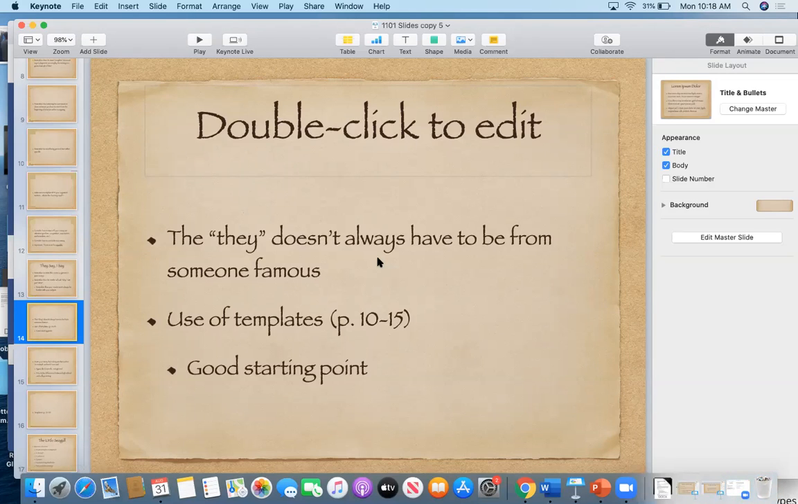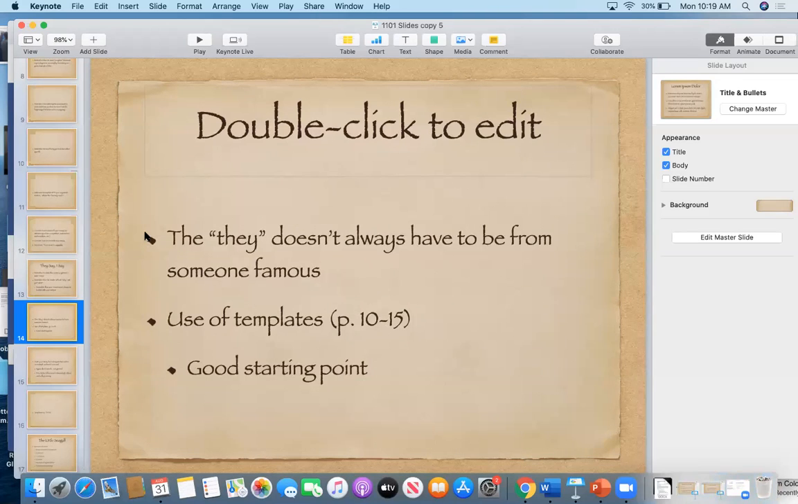But to get back to this first bullet point, the source doesn't always have to be from somebody famous or from an academic source. For your essays in this class, you can bring something personal, like a family member, an experience they had and how that ties into your paper. The other thing here, I'm not going to read through all of these, but your textbook, on pages 10 through 15, gives you some good templates that you can use.